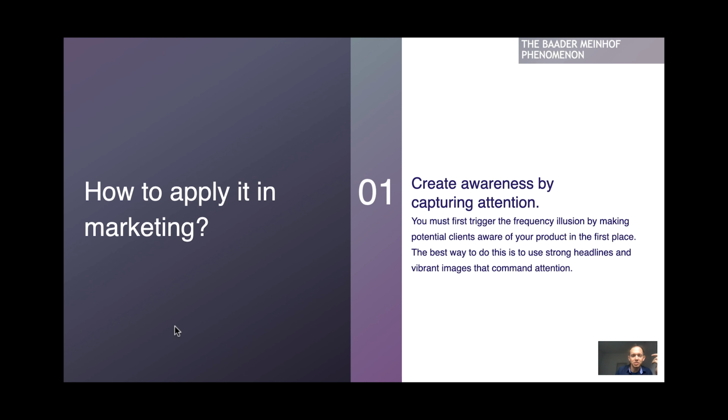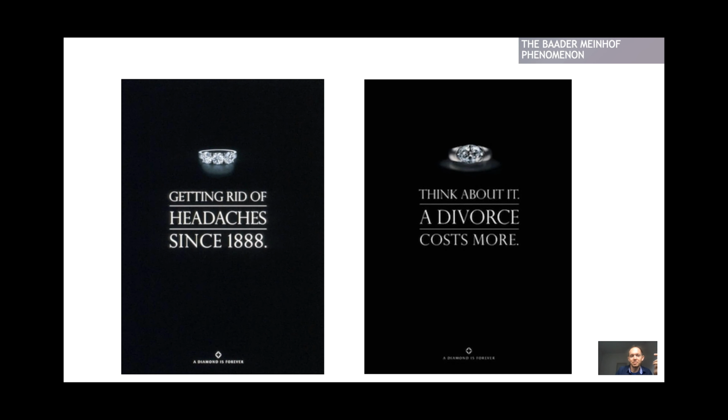So strong headlines, vibrant images, and so on. We've got an example here. This is a nice example of advertising for diamonds. "Getting rid of headaches since 1888. Diamonds. Or think about it. A divorce costs more." It was very much attention grabbing. And once you've seen it, the way they advertise with the all black and the shiny diamond, it just grabs your attention and you will recognize it over and over again.